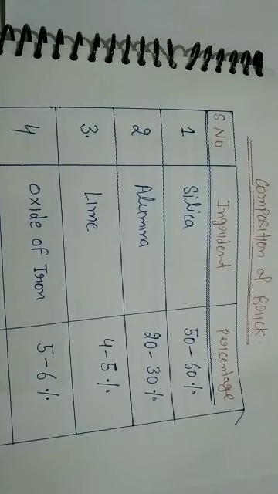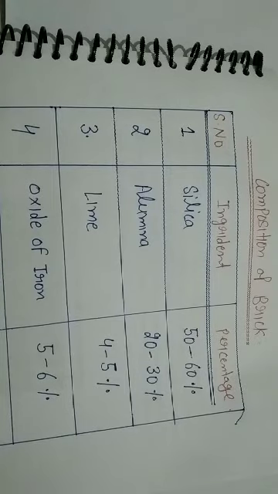Now our next topic is the composition of brick. Composition of brick means the ingredients which make the brick and which are used in the brick. There are basically five ingredients that are used in the brick.